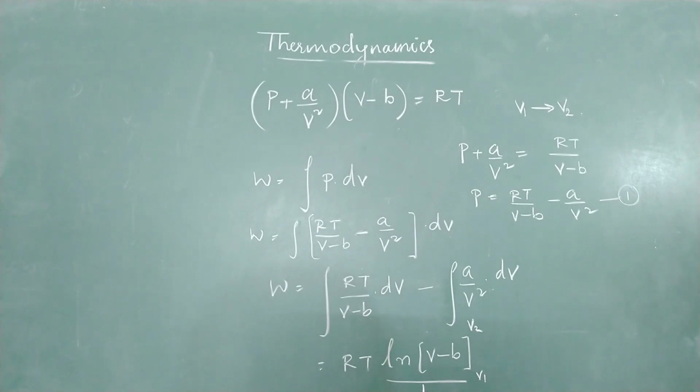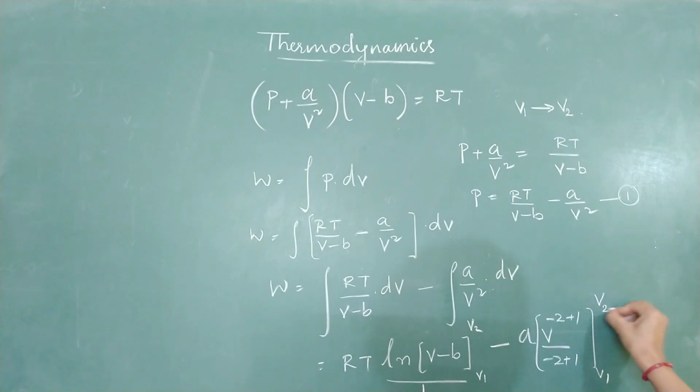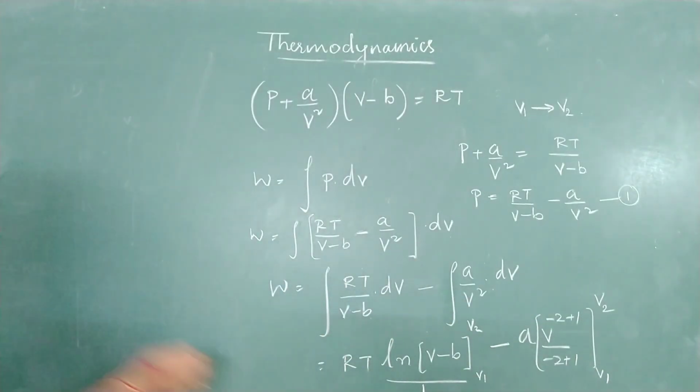What are the limits? V1 to V2, minus the integral of a by V square. a is a constant. The integral of V to the power minus 2 is V to the power minus 2 plus 1 by minus 2 plus 1. The limits are from V1 to V2. Now just put the limits and simplify the relation. What will your answer be? Okay, I am writing the answer here.